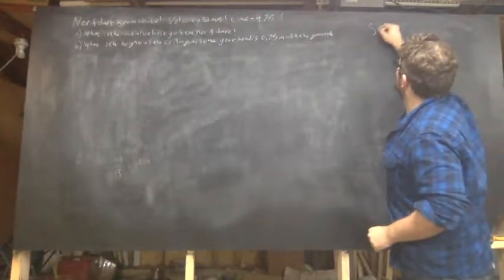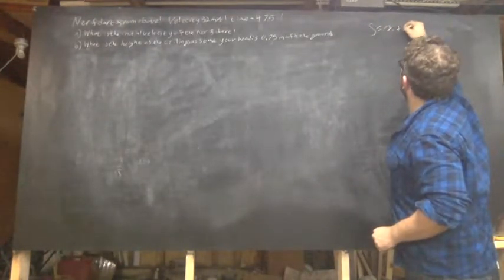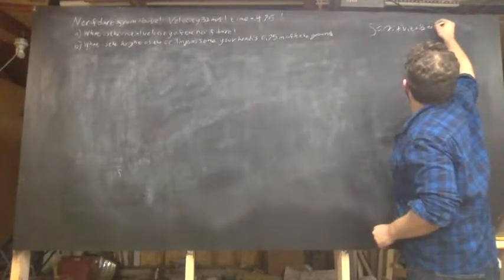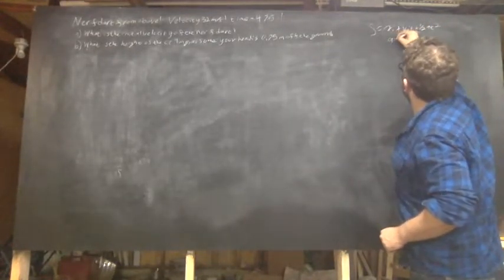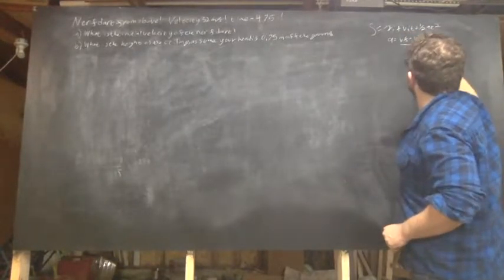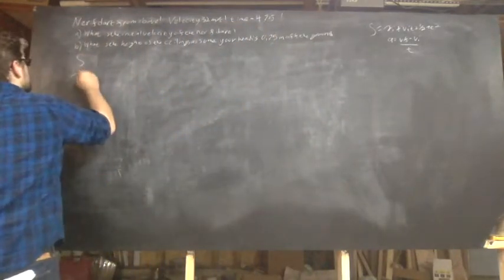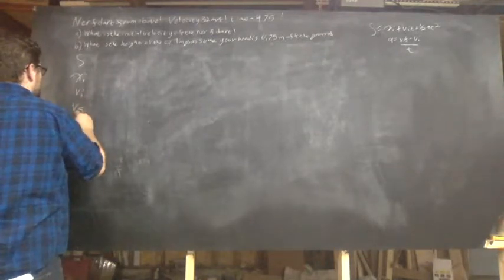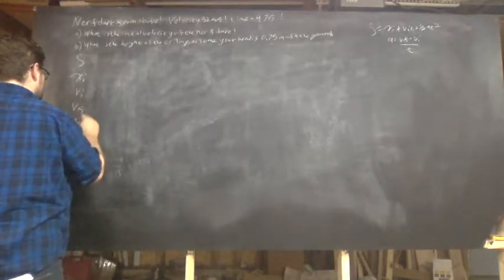We've got s equals xi plus vi t plus 1/2 at squared, and a equals vf minus vi over t. And then listing our variables: s, xi, vi, vf, a, and t.